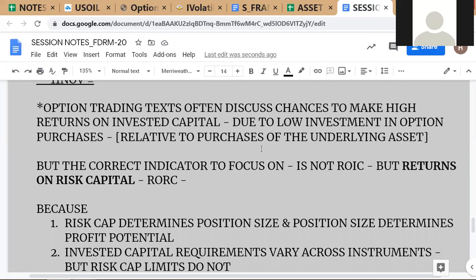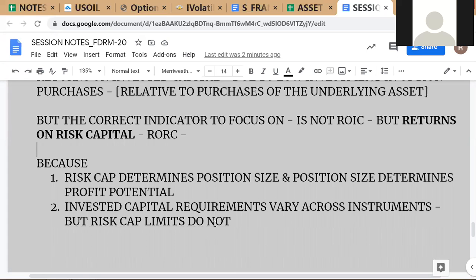The bottom line message here is this: do not get fooled when you see in many option books high return on risk capital opportunities in options. Sorry, not return on risk capital, high ROIC, high returns on invested capital. But don't get fooled by it. Remember that the true measure is the return on risk capital, which really does not change whether you're trading options or other things, because you can't afford to lose more than a certain amount of money in any period. So never lose sight of this.